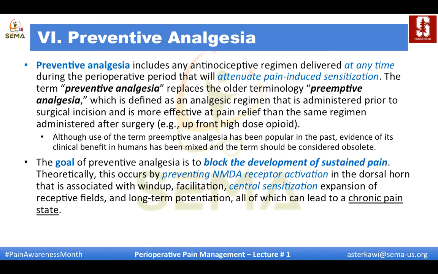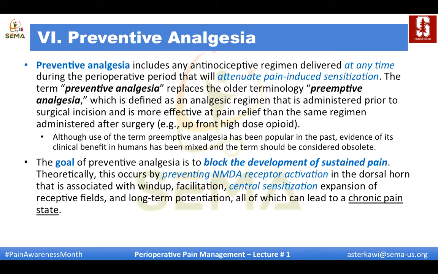The term preventive analgesia replaced the older terminology preemptive analgesia, which was defined as an analgesic regimen that is administered prior to surgical incision and is more effective at pain relief than the same regimen administered after surgery. It is a common practice among many anesthesiologists in different areas of the world. When they induce the patient, they give some fentanyl, give some morphine up front, assuming that this will prevent pain, and this is the concept of preemptive analgesia. However, as I mentioned, now we should think about preventive analgesia, which can happen at any time during the perioperative period, and it should target pain-induced sensitization.